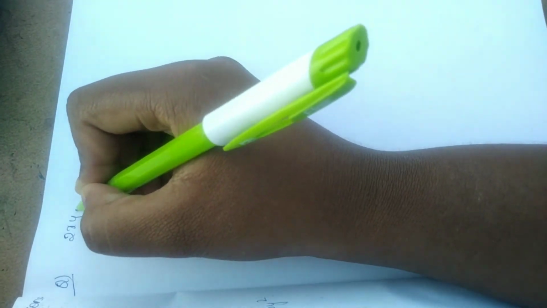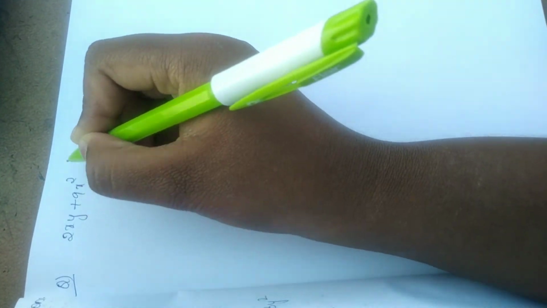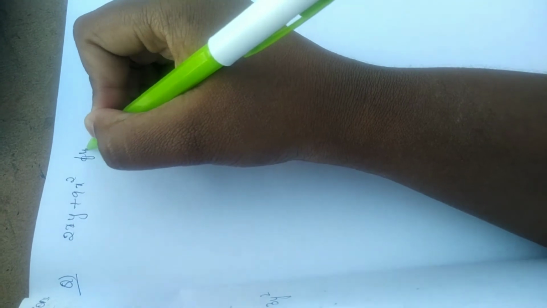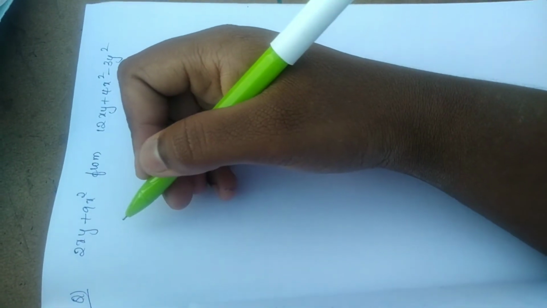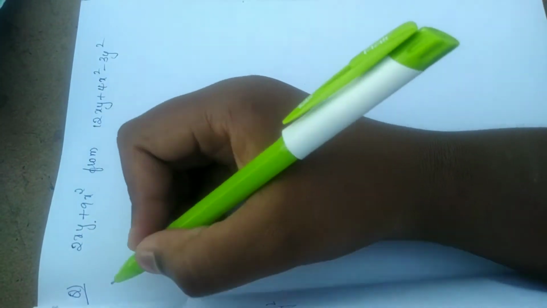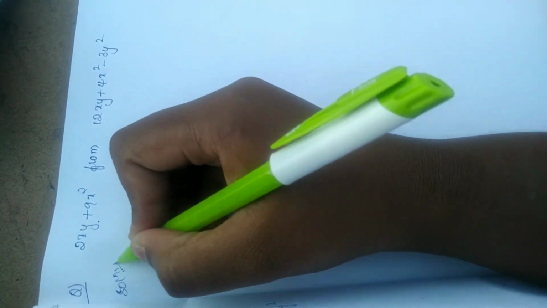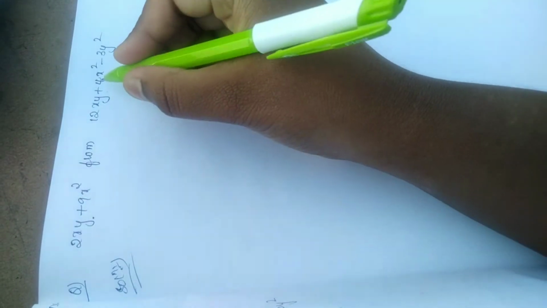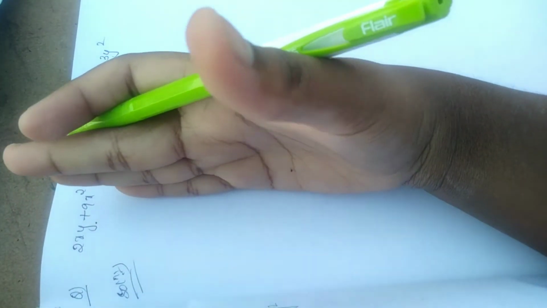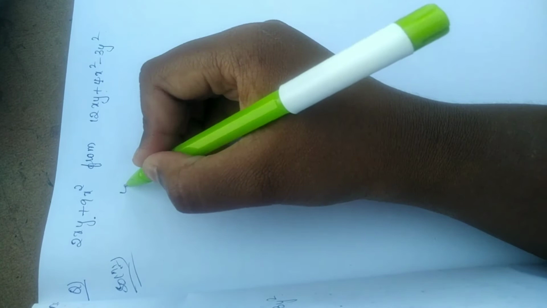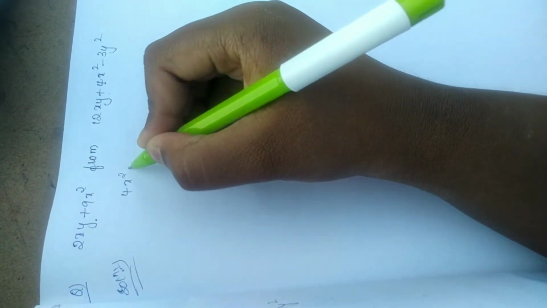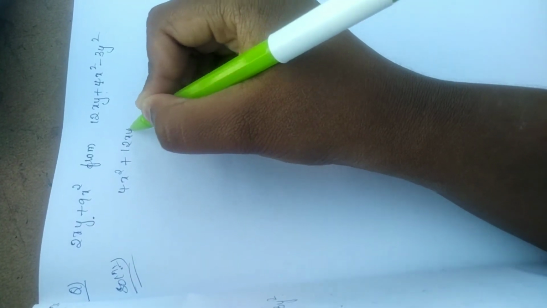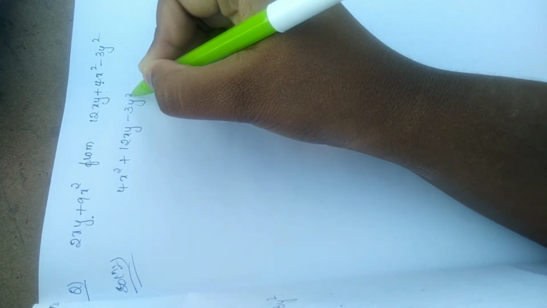2xy plus 9x square is subtracted from 12xy plus 4x square minus 3y square. So we have to subtract this from this. So we have to write first this one. We have to write variables in order. So here 4x square plus 12xy minus 3y square.